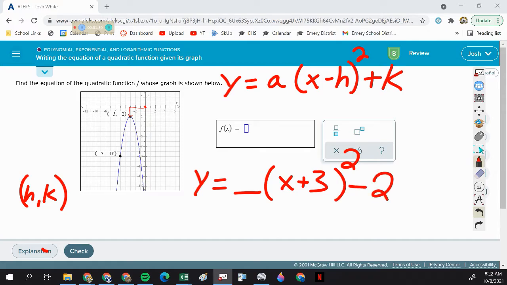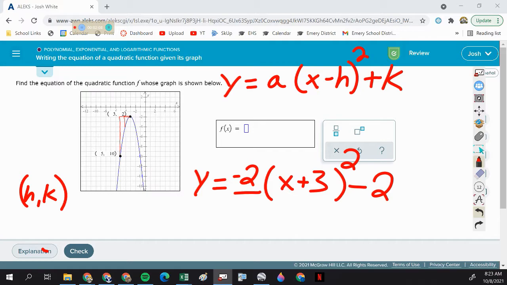So I'm almost finished. The only thing I'm missing is the a value, which tells me which direction it's traveling and what is the vertical component. It's going to be negative. Why? Because it's upside down. And it's a little bit hard to see there, but over 1, down 2, over 2, down 1, 2, 3, 4, 5, 6, 7, 8, which is the pattern of negative 2.